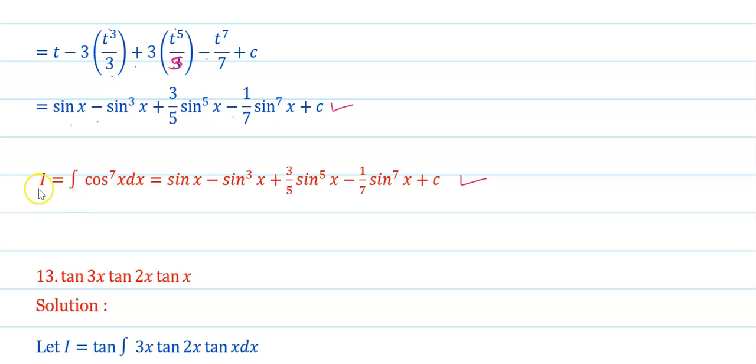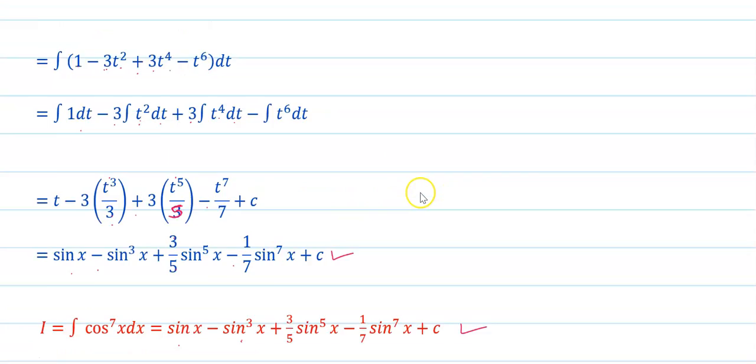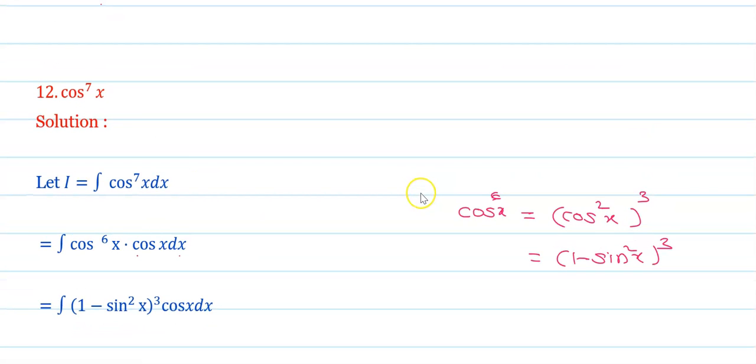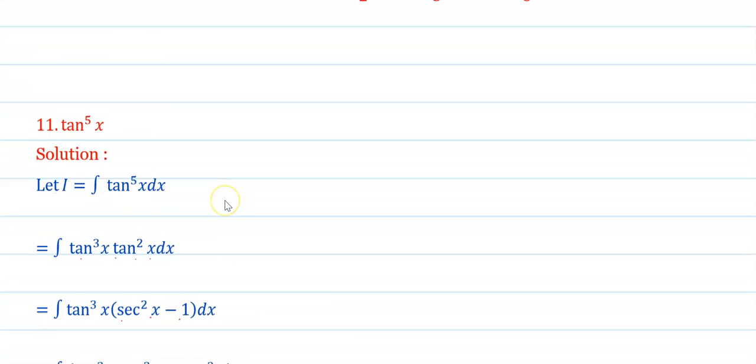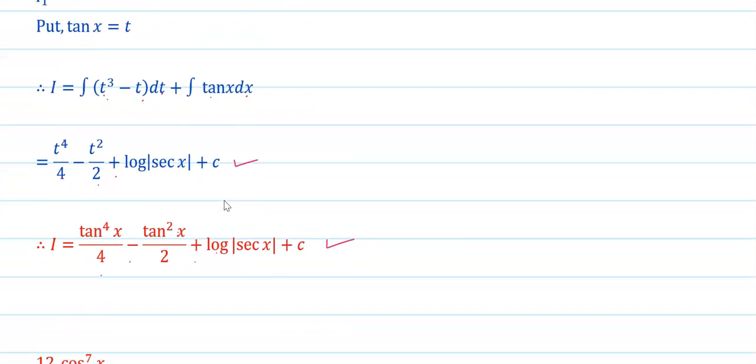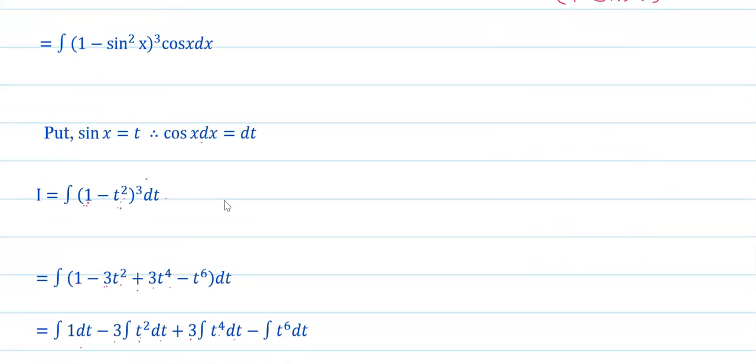What is the answer? That is I is equals to integral cos of x raised to 7 dx is sin x minus sin cube x plus 3 by 5 sin of x raised to 5 minus 1 by 7 sin of x raised to 7 plus c. Okay. You can look again. The earlier problem, like the problem number 8 and the problem number 5, is similar, a bit similar.